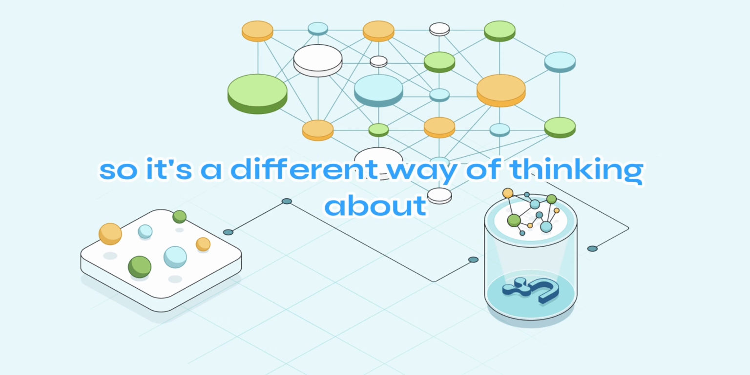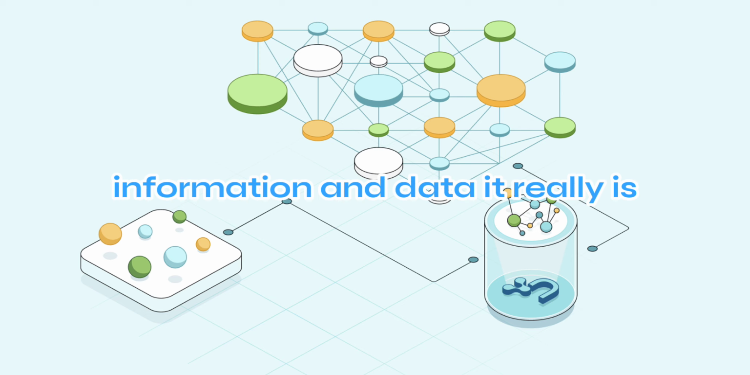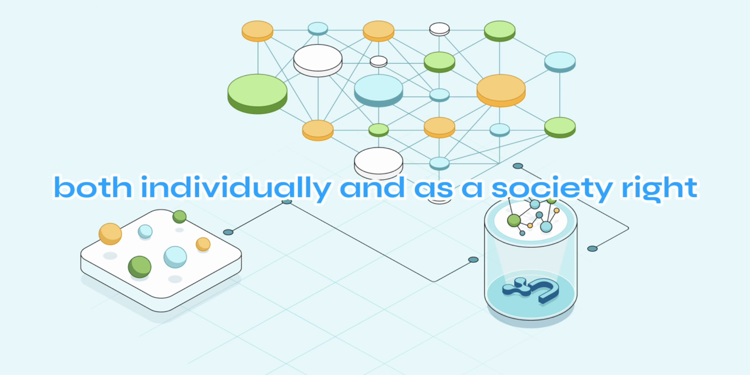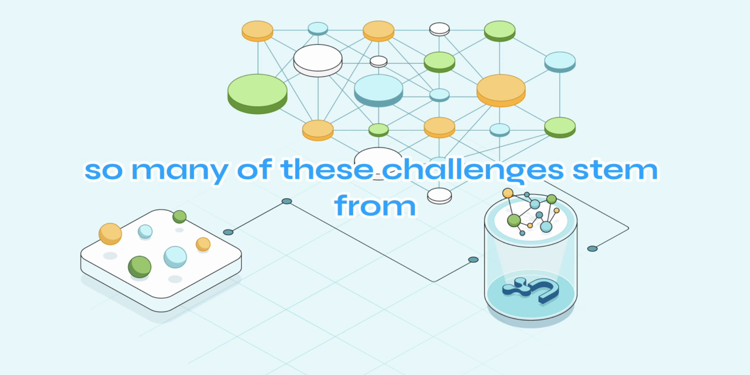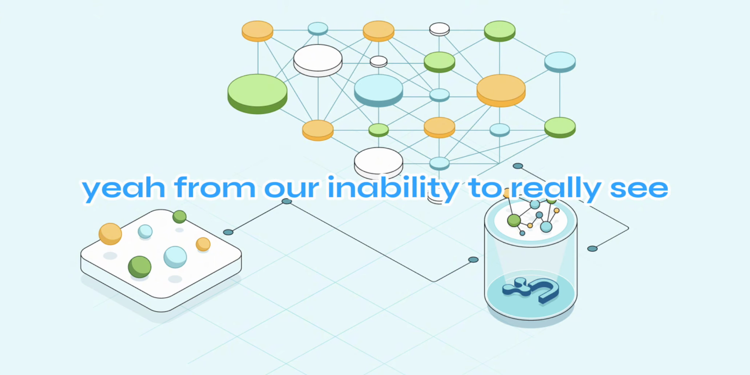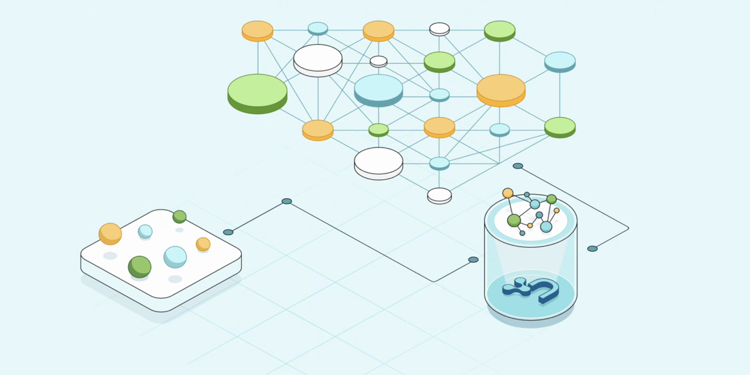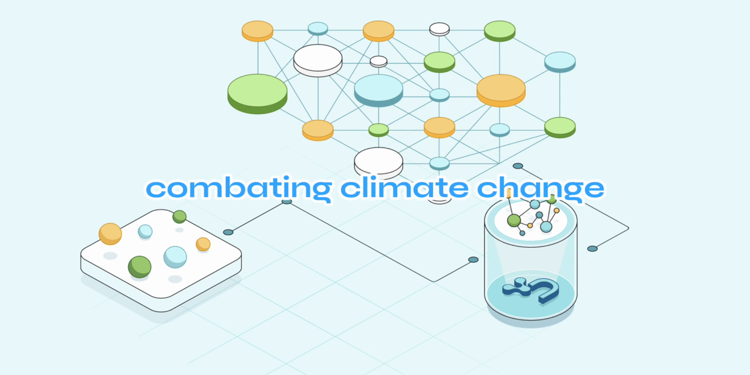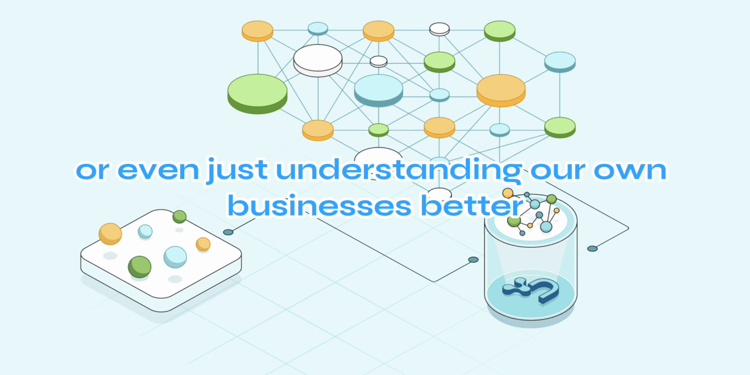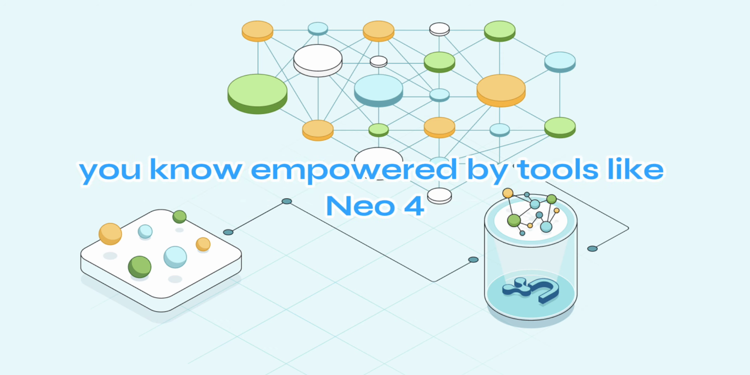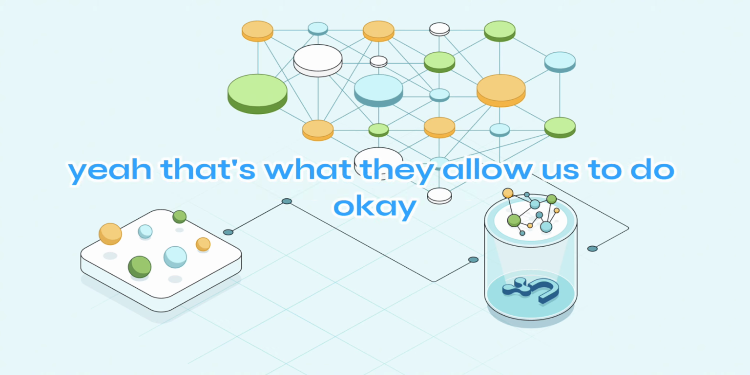So it's a different way of thinking about information and data. It really is. Think about the challenges we face, both individually and as a society. So many of these challenges stem from a lack of understanding, from our inability to really see the connections within these complex systems. Whether it's finding cures for diseases, combating climate change, or even just understanding our own businesses better, it often boils down to uncovering those connections, right? It really does. And that's what knowledge graphs, empowered by tools like Neo4j GraphRAG, allow us to do.